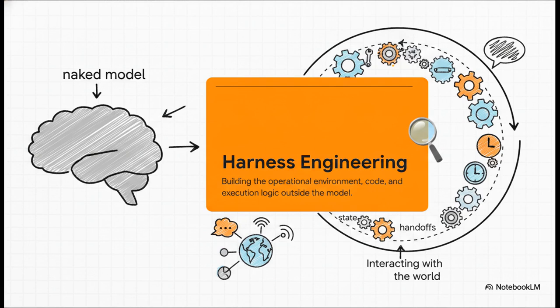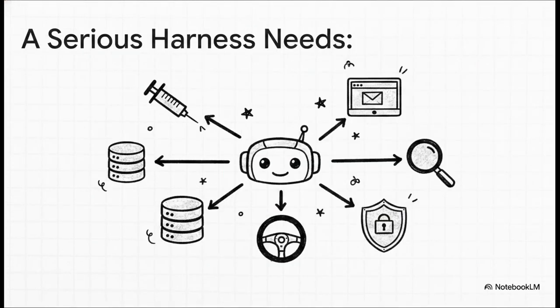If you're building a serious production-ready harness, you need a few non-negotiable components. You've got your context injection and your action services, meaning giving the agent access to things like a shell or a web browser. But crucially, you absolutely need persistence and execution control.